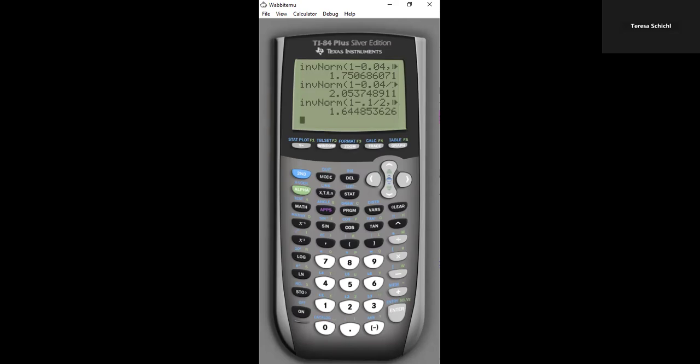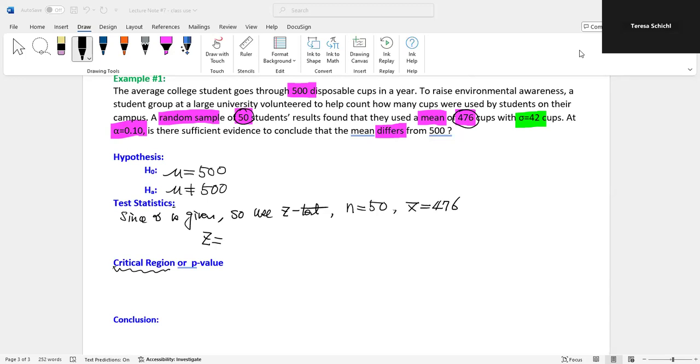All right, let's go to the lecture notes. A while ago we got the test statistic of negative 4.04. All right, so the p-value, be careful here. The p-value we have is 5.33e-5.